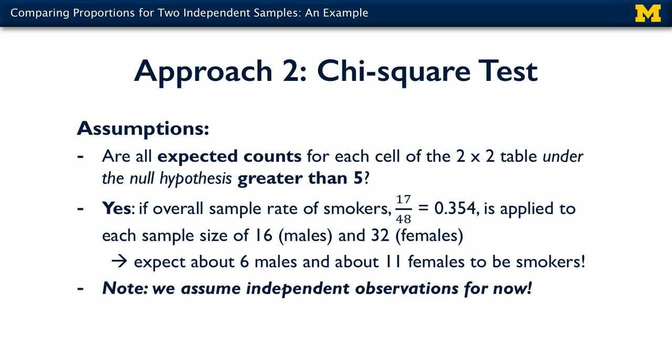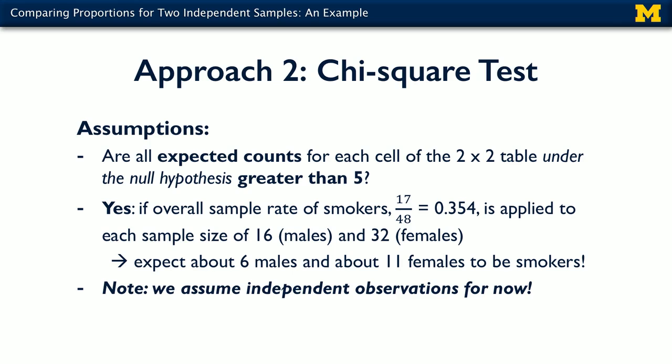Okay, so in this case, we see that this assumption is in fact met. If the overall sample rate of smokers is 17 out of 48, 48 was our total sample size, 16 plus 32, and in total, 17 of those 48 individuals were smokers. If we applied that overall proportion of smokers to both males and females, we would expect to see about 6 of the 16 males who are smokers, and we would expect to see 11 of the 32 females as smokers.